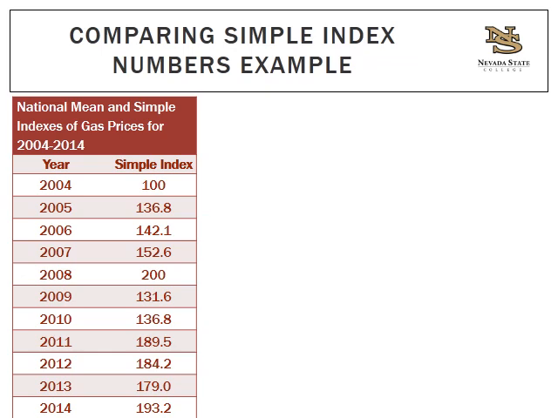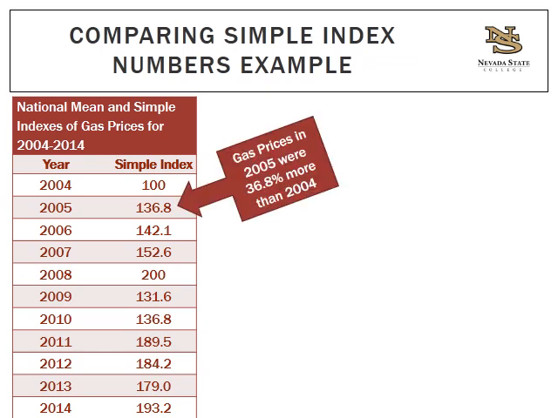Now, in the previous slide, the actual prices of gas were presented to you. But in most cases, index numbers are presented without the values used to calculate them. So it's important for you to be able to interpret index numbers alone. So if you look here, right, gas prices in 2005 were 36.8% more than in 2004. Remember, the simple index for the base period is 100.